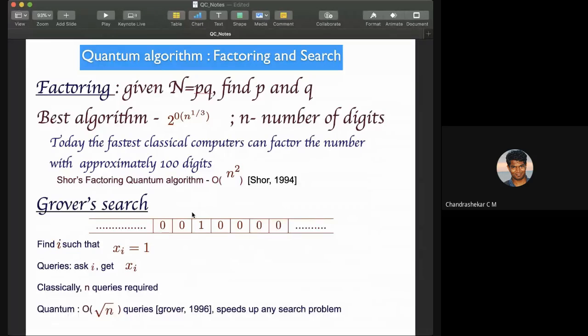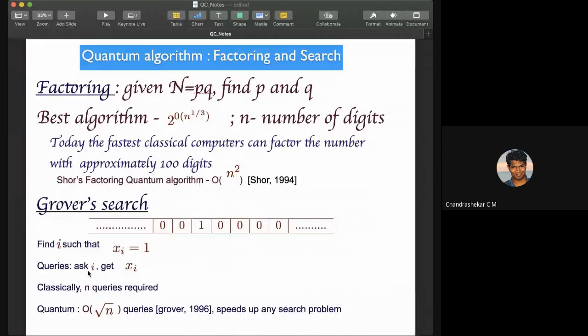Okay. Another important algorithm, which again laid a foundation for the field of quantum computing, is Grover's search algorithm. It says that if you have an unsorted database, there is a whole set of information available. How quickly can you find this one particular place? That's exactly what it means: finding i such that x_i is equal to 1. I want to find out a position where my state i is 1.